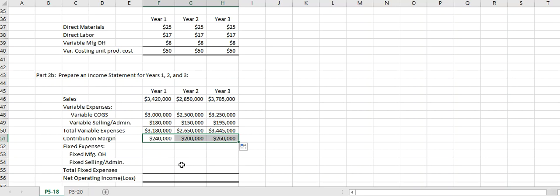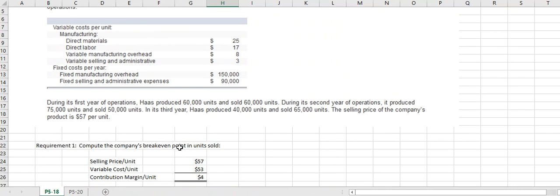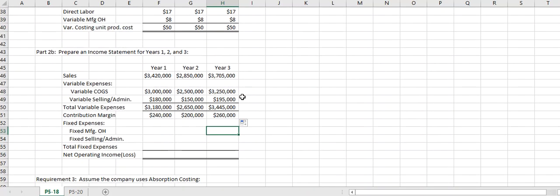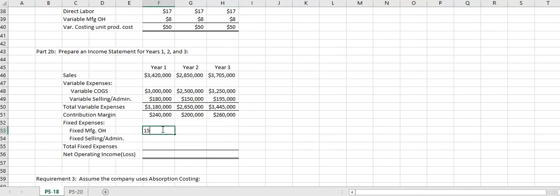And then we're going to move on to our fixed expenses. And I believe that was given up here. Yeah, so we have fixed costs per year. So we don't even have to calculate anything with these. We're just going to plug these numbers in. We've got fixed manufacturing overhead, fixed selling and administrative expenses. We've got 150,000 and 90,000. So we're just going to plug those in down here: 150,000 here and 90,000 in the next box. And they didn't fluctuate by year. They're fixed. They're all the same.